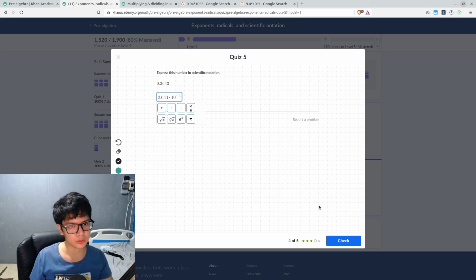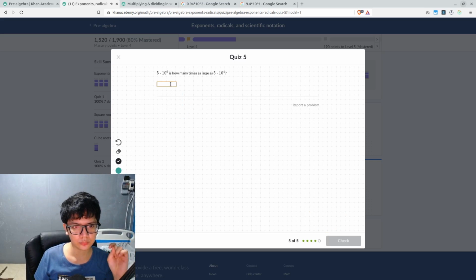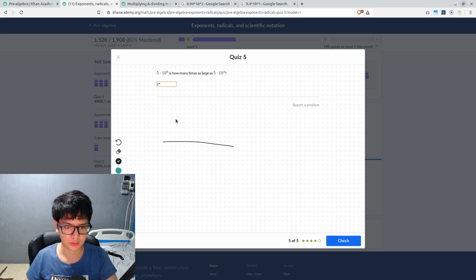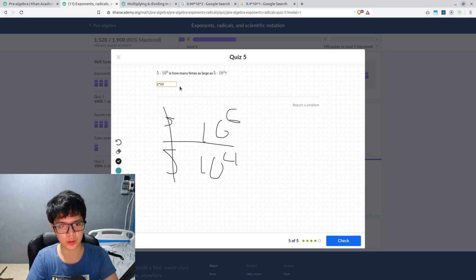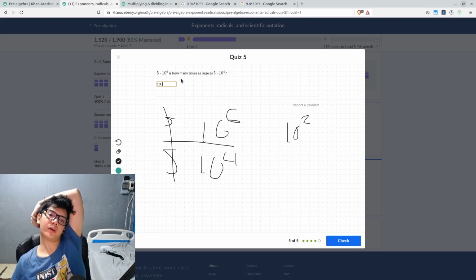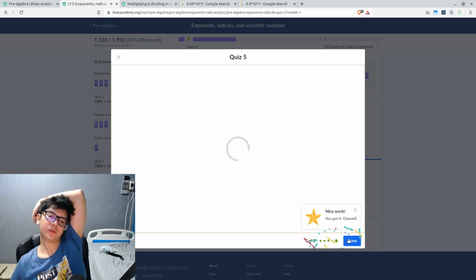364. This is going to be 1 times 5, 10, 4, 6, 10 to the second power, or 100. Okay, let's see. 10 to the second power, right? 6 minus 4, 2, 200. Okay.